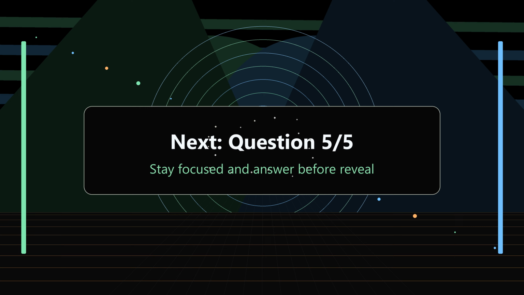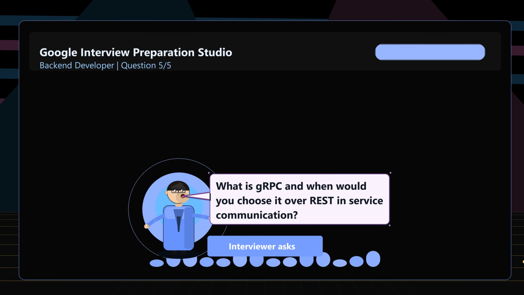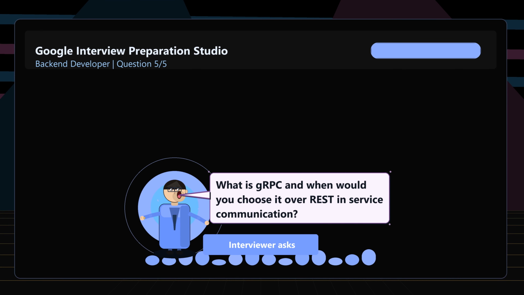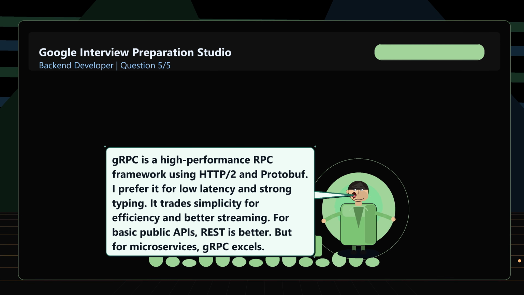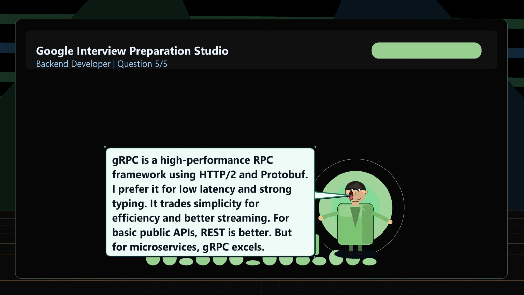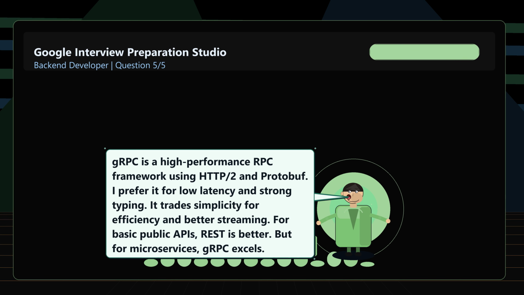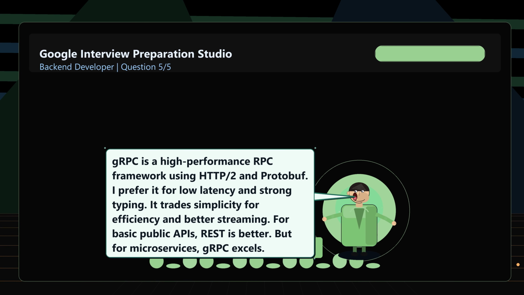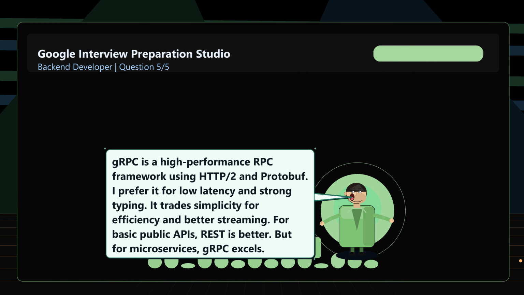Can you explain what gRPC is and why you might prefer it over REST for communication between backend services? gRPC is a high-performance remote procedure call framework that uses HTTP/2 for transport and protocol buffers for serialization. I prefer gRPC over REST when I need efficient low-latency communication between backend services, especially in microservices architectures.